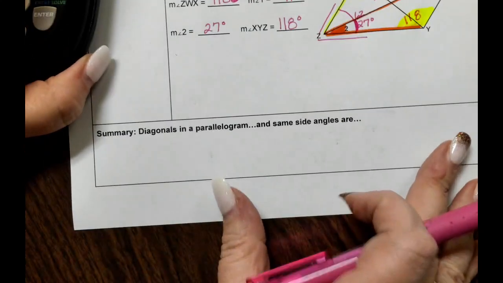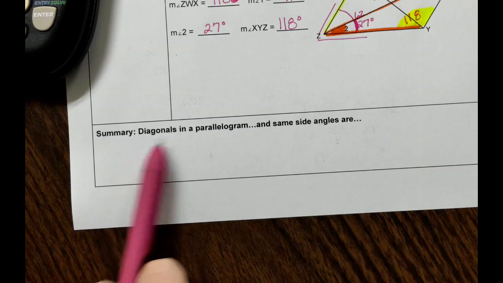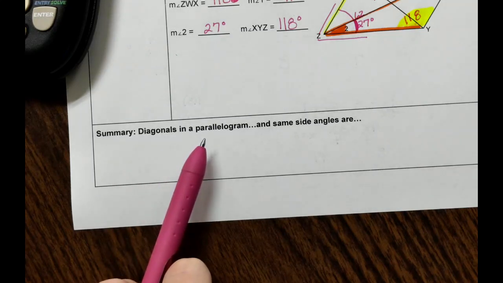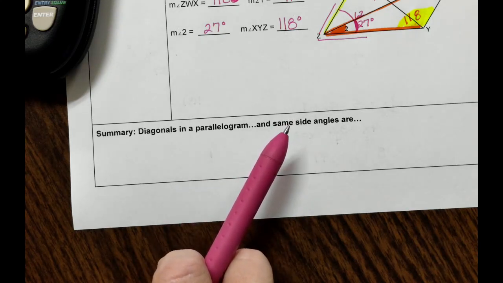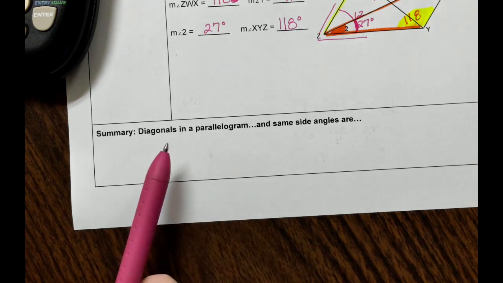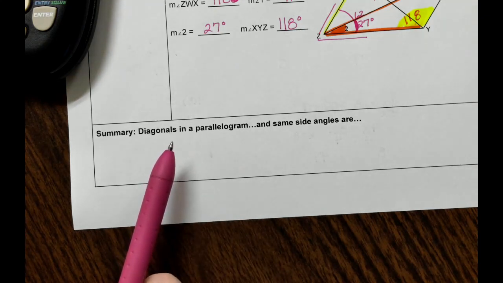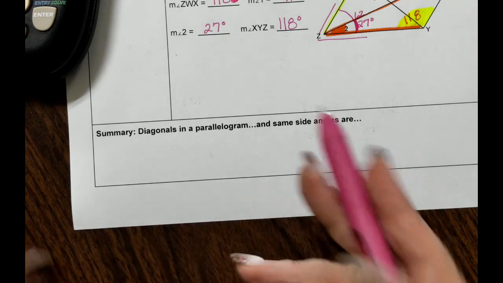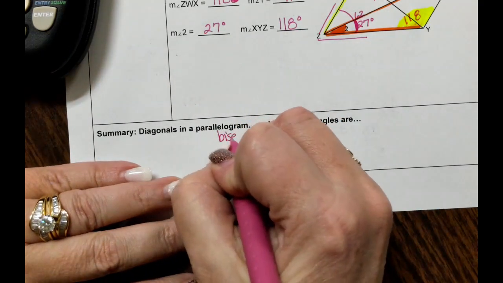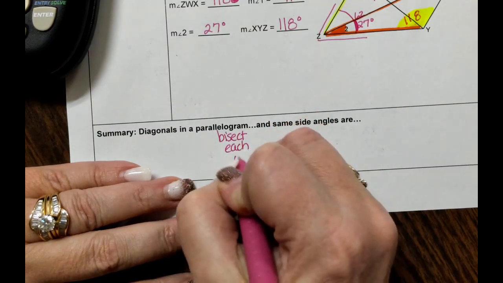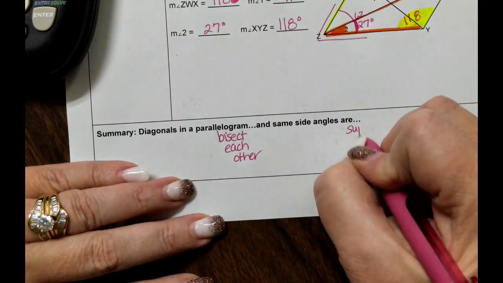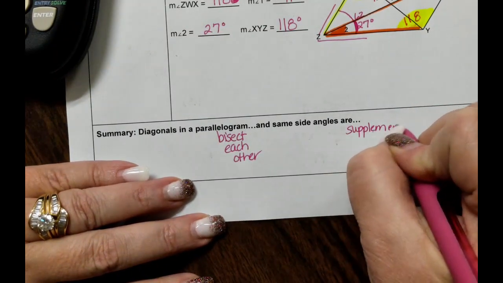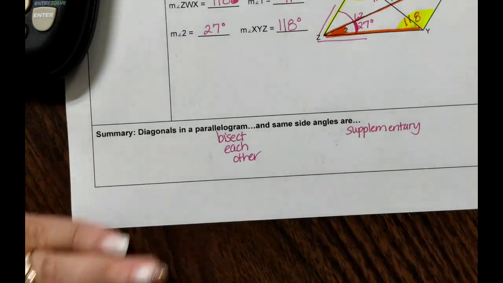Those are going to be important things. So in summary, you should be able to answer this question. The diagonals in a parallelogram, what do they do? What do the diagonals in a parallelogram do? And then what do same side angles inside the parallelogram do? Think about that for a second. Pause it. Diagonals in a parallelogram bisect each other. And same side angles are supplementary. It means they add up to 180 degrees.